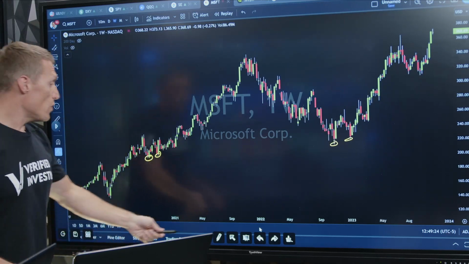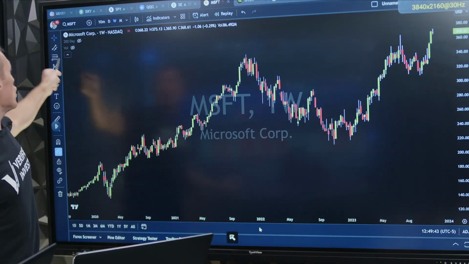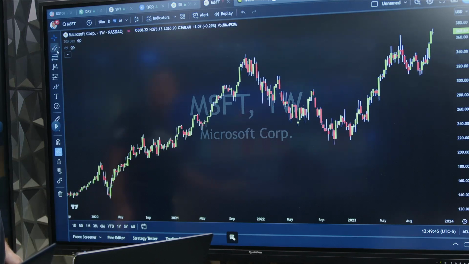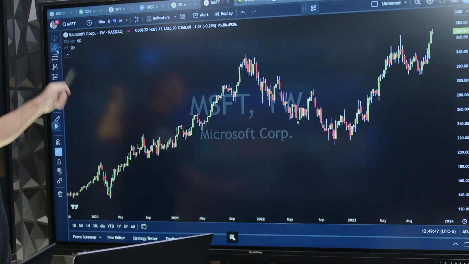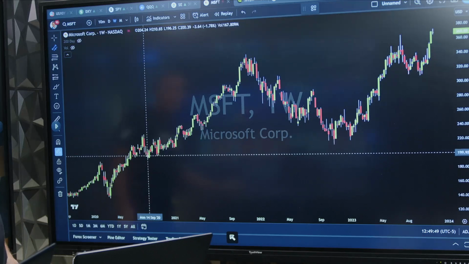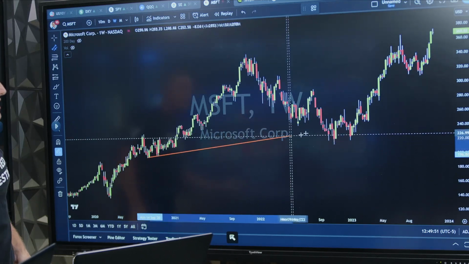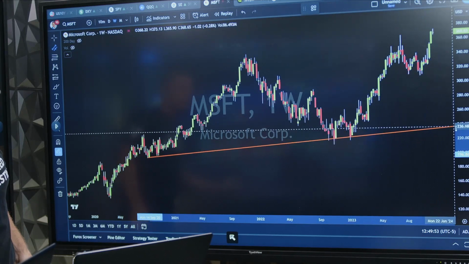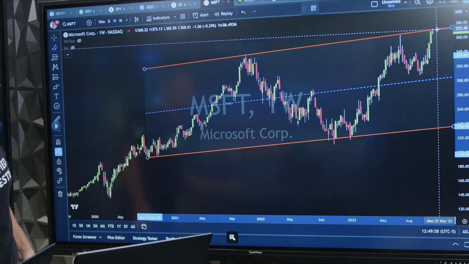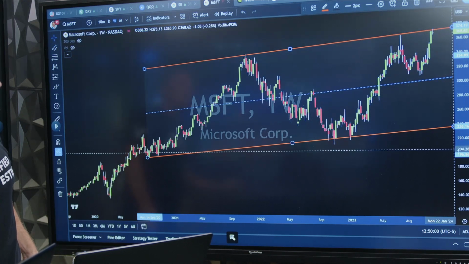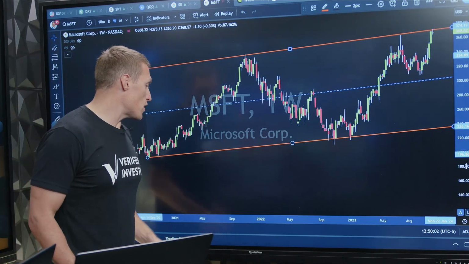So in TradingView, I'm going to go ahead and switch over here. I want you to look. I have this cool little parallel channel symbol. So I'm going to take these lows right here, connect through here, and drag it all the way to the top. And look at this. We have an amazing parallel channel on the Microsoft chart.